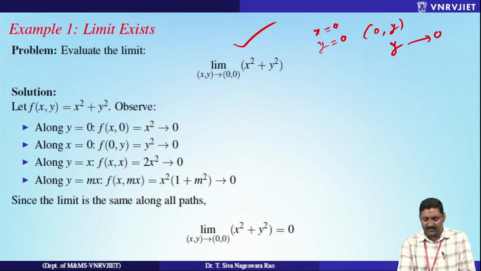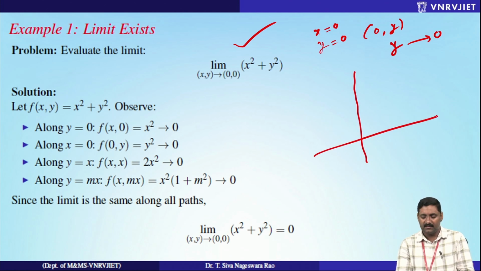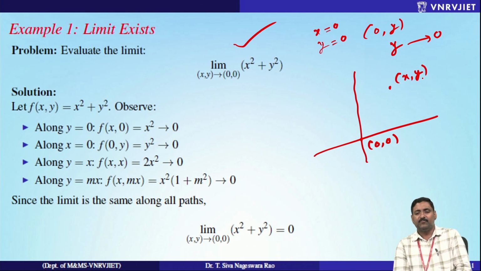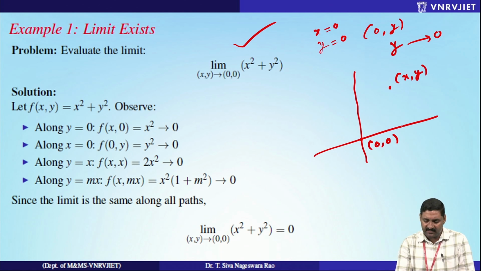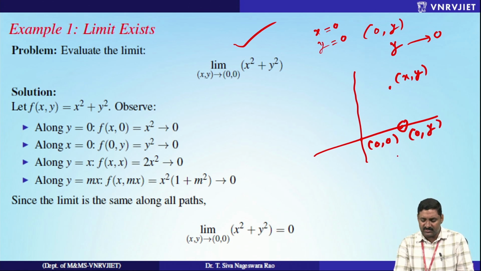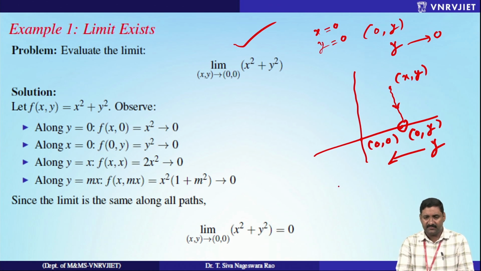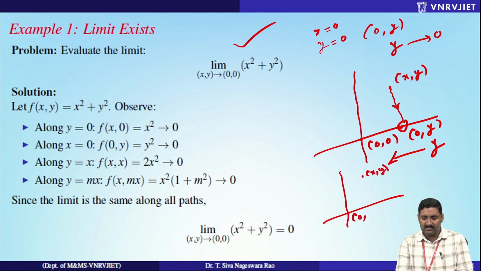This is one path. This is 0 comma 0, and this is the point x comma y. First I am taking x equal to 0, so this moves to 0 comma y. Now I am going to vary y tends to 0. This is one path. Now what is another path? If I take another path, this is the point x comma y, and this is the point 0 comma 0.